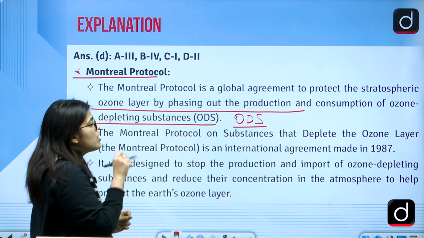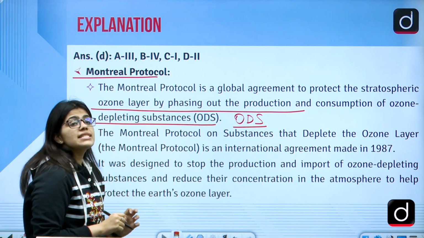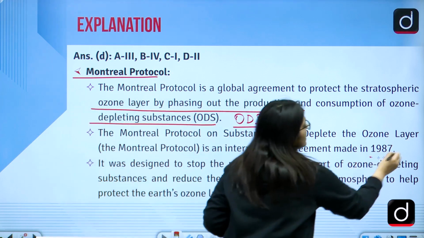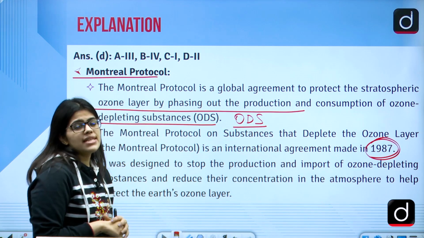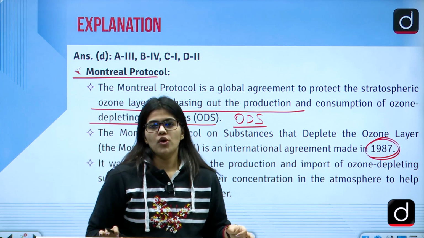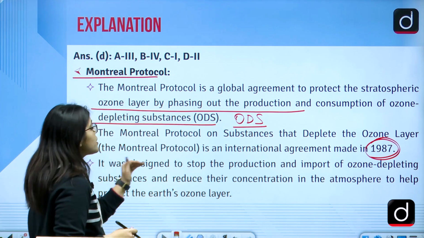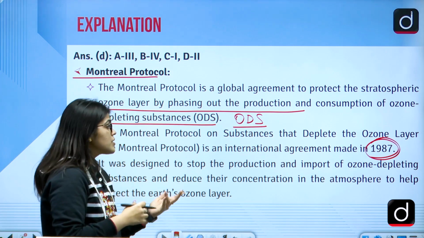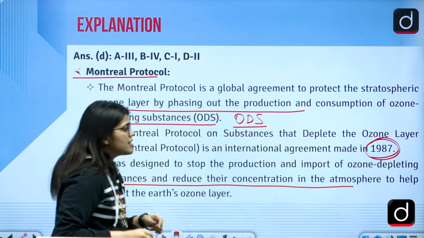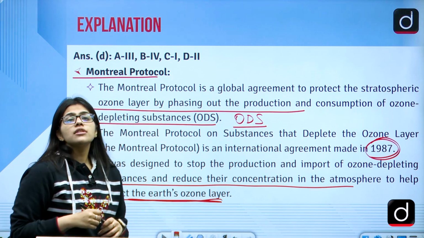The Montreal Protocol on Substances that Deplete the Ozone Layer is an international agreement. When was it made? It was made in 1987. You should remember the dates as well, because questions are asked where you have to match the dates and the protocols. So you should know that it came into being in 1987. It was designed to stop the production, or you can say the import, of ozone depleting substances and reduce their concentration in the atmosphere to help protect the Earth's ozone layer.